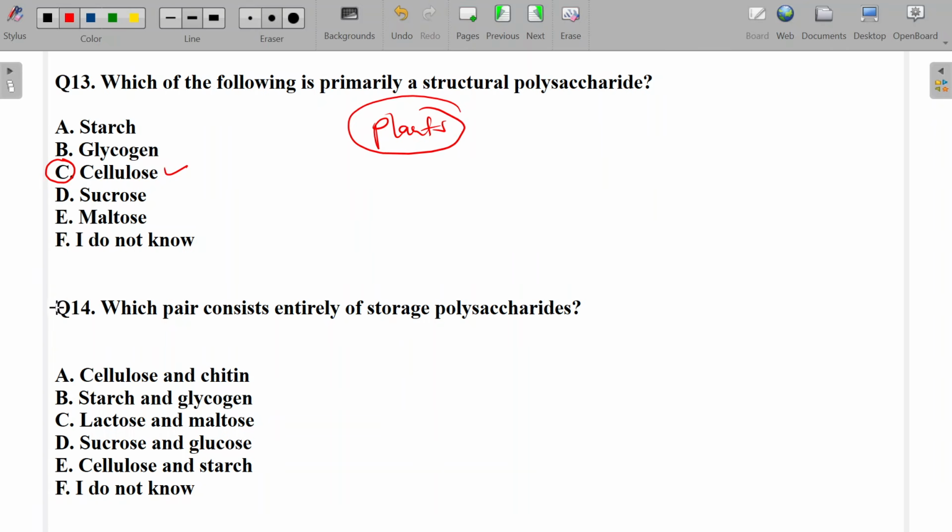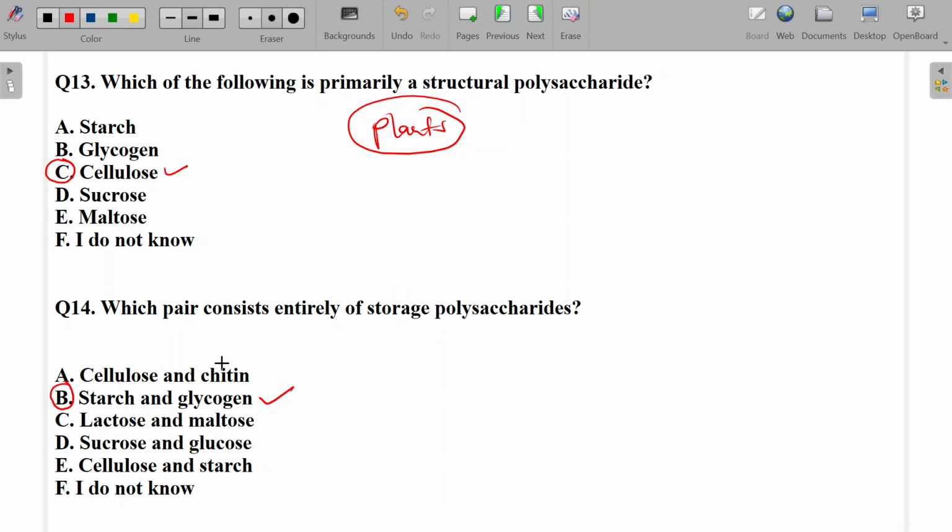Of plants. Question 14. Which pair consists entirely of storage polysaccharides? A. Cellulose and chitin. B. Starch and glycogen. C. Lactose and maltose. D. Sucrose and glucose. E. Cellulose and starch. F. I do not know. Starch and glycogen. It's B. Starch and yeah.